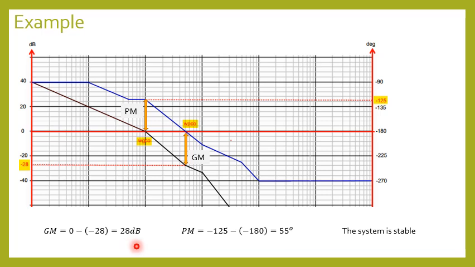And for the phase margin, you go to the magnitude plot and find the frequency where the magnitude plot crosses the 0 dB line, and this frequency is what we call omega GCO. Then go to the phase plot and read the phase value, and it is approximately minus 125. So the phase margin equals minus 125 minus minus 180 degrees, which equals 55 degrees. Thus, the system is stable.